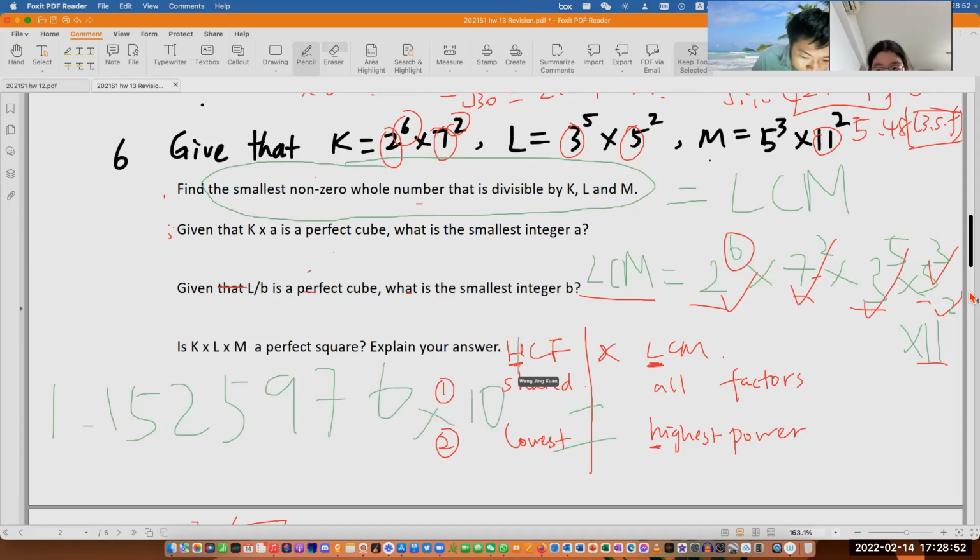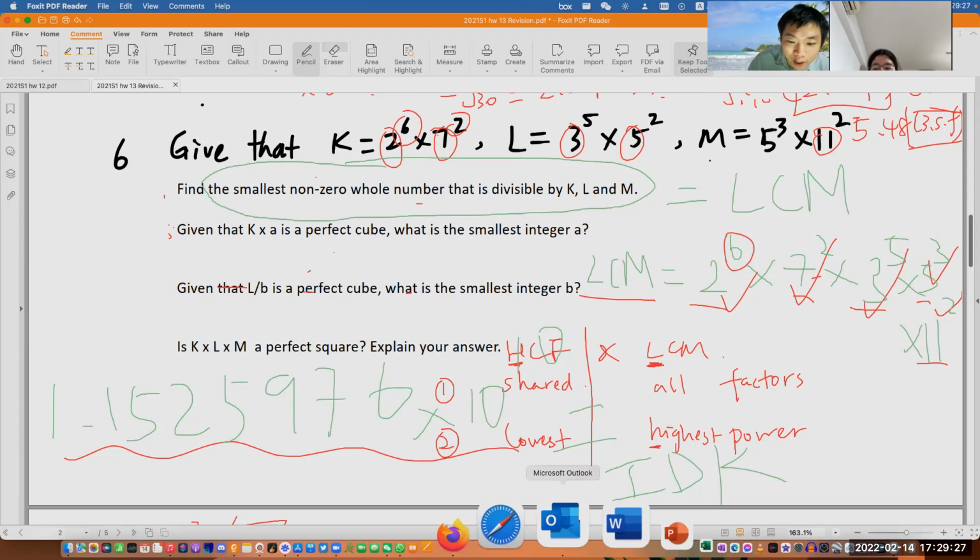10 to the... So can I ask you a question? Your answer looks like this. Do you think this answer makes sense? I just want you to think logically about this answer. Do you think this answer is reasonable? Or should we do HCF instead? What do you think?